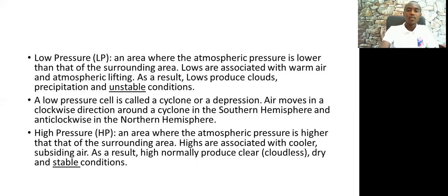Then we move on to high pressure systems. This is an area where the atmospheric pressure is higher than the surrounding area. Highs are associated with cooler, subsiding air. As a result, highs normally produce clear, cloudless, dry, and stable conditions. When we're talking of high pressure systems, we're talking of anticyclones, which are normally associated with stable weather conditions.